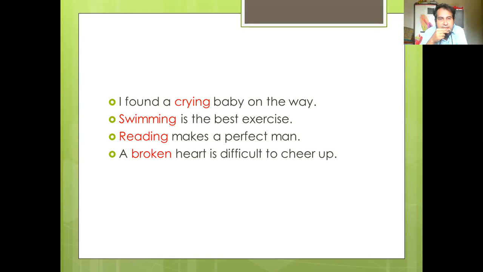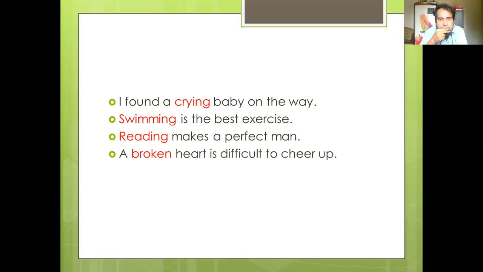The third example: reading makes a perfect man. Read is the verb and ing is added, and the total form is reading, and it works as a noun. So in the second and the third examples, you see both the verbs working as nouns. Gerund is also called verbal noun.